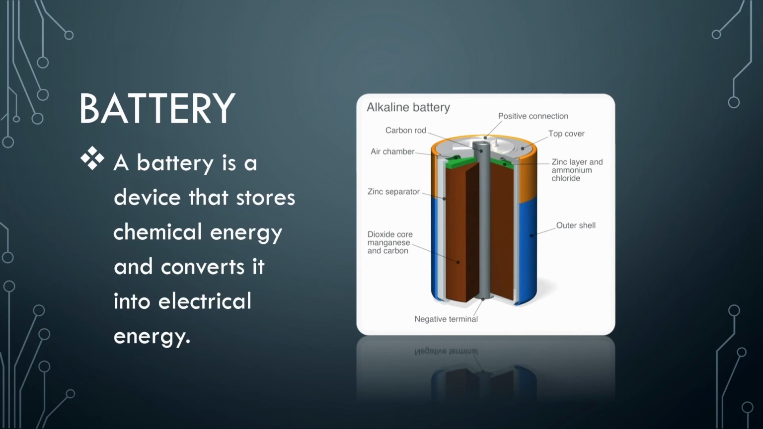Lead acid batteries are common in automotive applications, known for high capacity and low cost, but heavier and less efficient. The applications of a battery are consumer electronics, powering devices like smartphones, laptops, and cameras. Electric vehicles, providing energy for electric and hybrid vehicles. Renewable energy systems, storing energy from solar panels and wind turbines for later use.